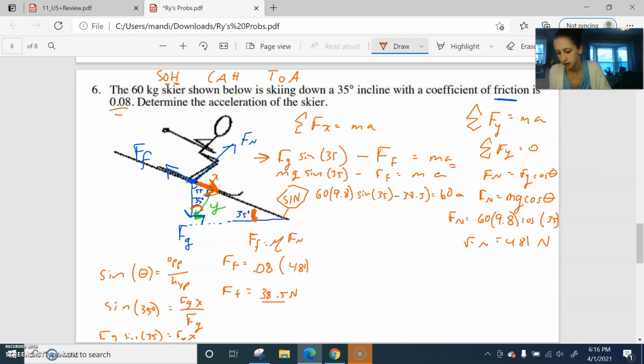All right, so 60 times, well, I'm going to store that as x first. Then I'm going to do 60 times 9.8 times the sine of 35 minus that thing we calculated, divided by 60. Your acceleration should be 4.98 meters per second squared. Now that is the way to do it, where you do it in three discrete steps. If you're a one big equation kind of person, that also works.